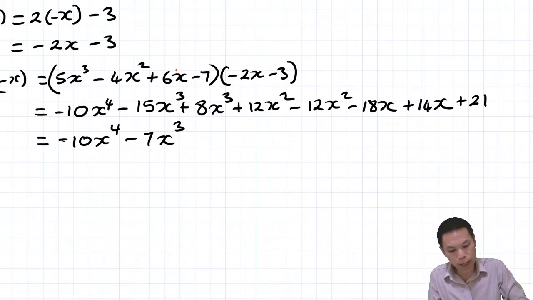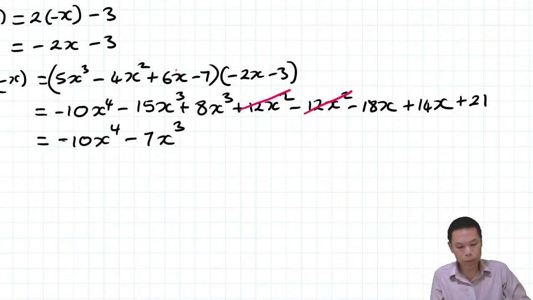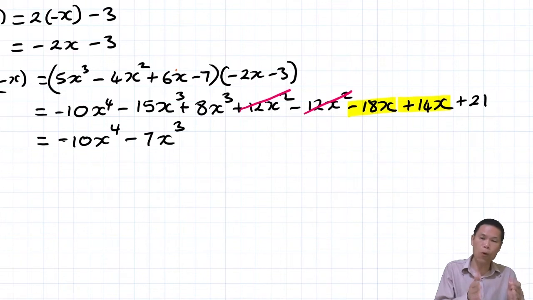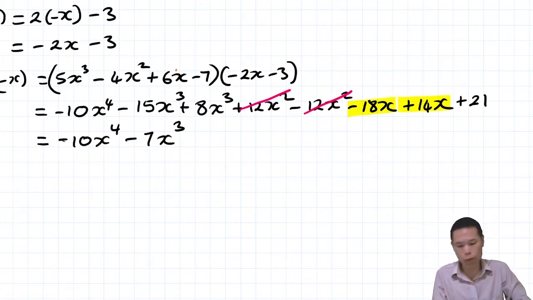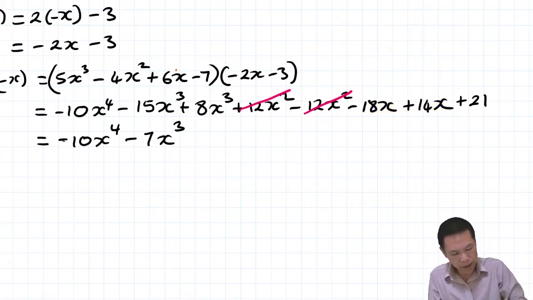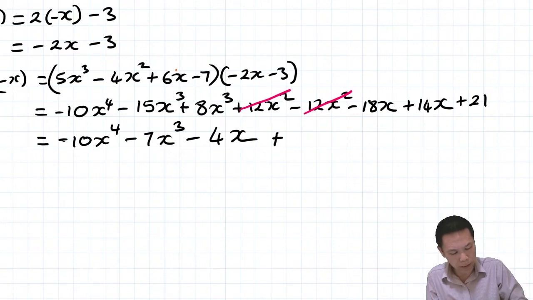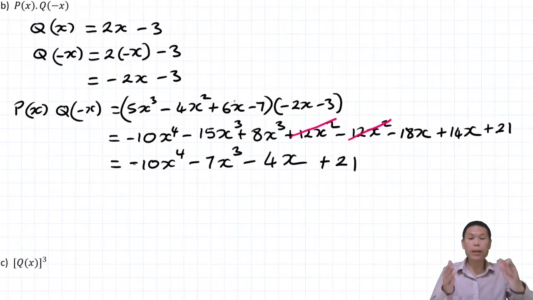Then 12x squared minus 12x squared is cancelled out. We have minus 18x plus 14x. So 18 minus 14 is 4. But instead of 4 is negative 4. So the answer is minus 4x. And of course the 21, I just write this down. So plus 21. So there you go.